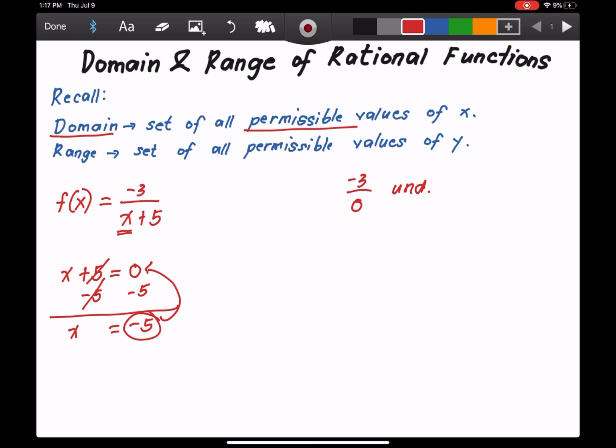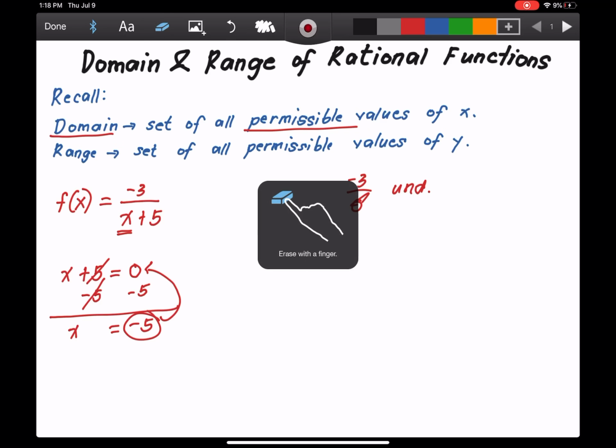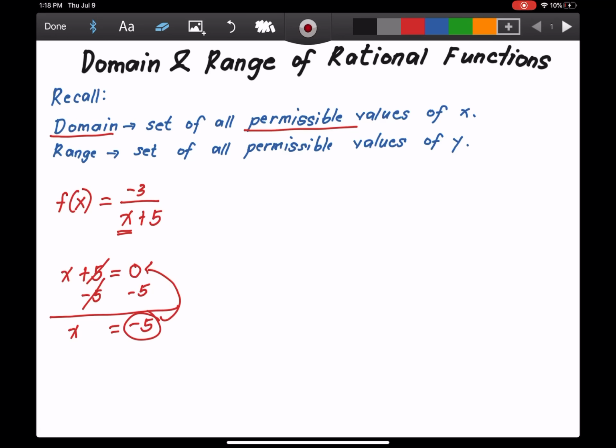Can you follow? So ibig sabihin, paano na yan? Okay, so we write now our domain as this. The domain would be the set of all x such that x is an element of real number, but your x should not be equal to negative 5. Hindi pwedeng negative 5. Kasi ito yung number na magbibigay sa atin ng 0 na denominator. Correct? Because negative 5 plus 5 is equal to 0 at bawal yun. Alright?